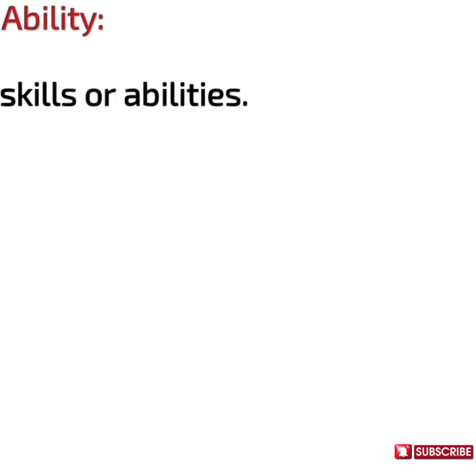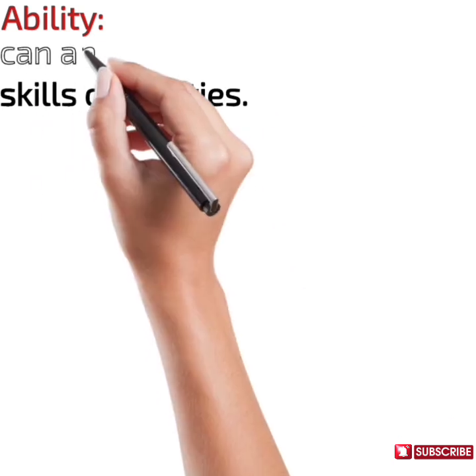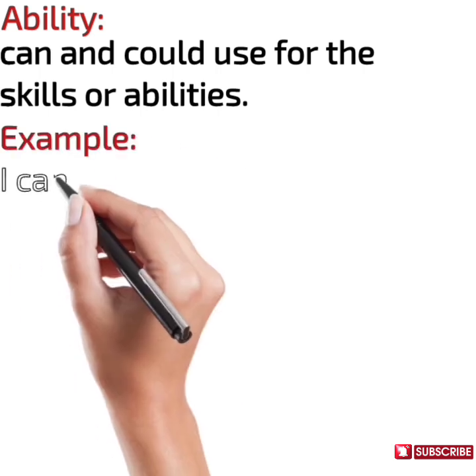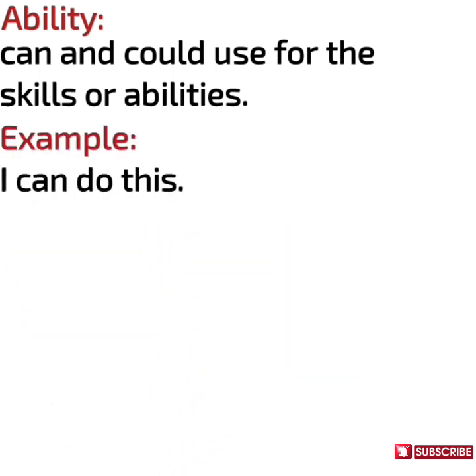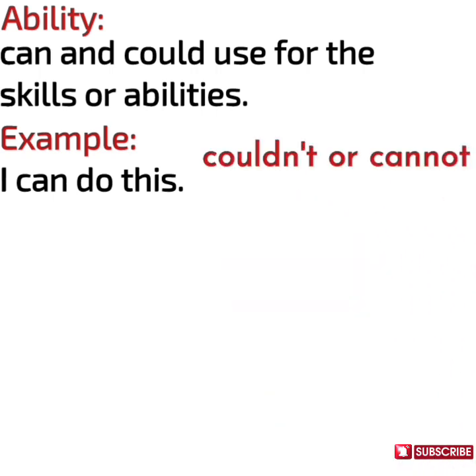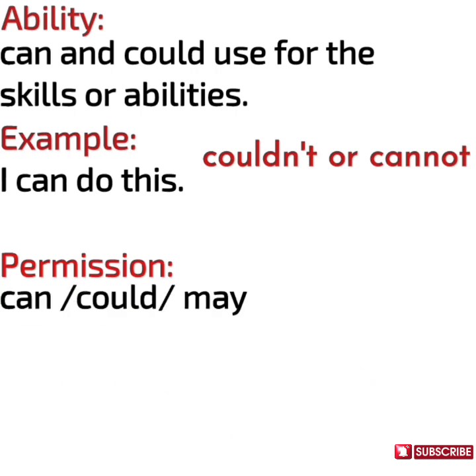Third, ability. It actually shows our skills or ability. Can and could are used as modal verbs of ability. Example: I can do this. So here can is a modal verb of ability. It shows the possessed ability. I can do this. And their negative forms are cannot and couldn't.